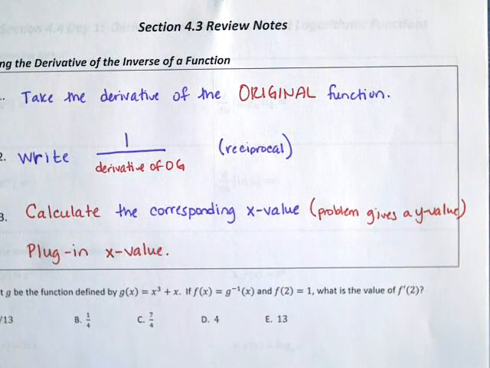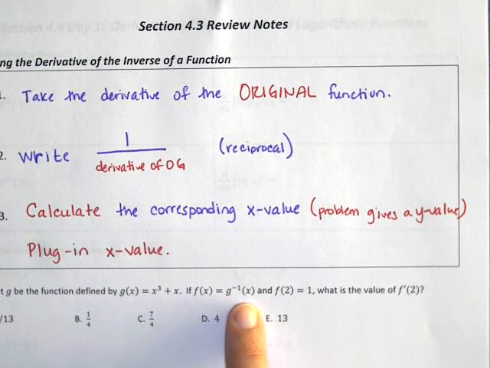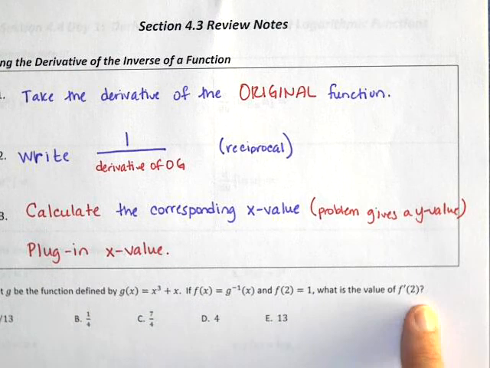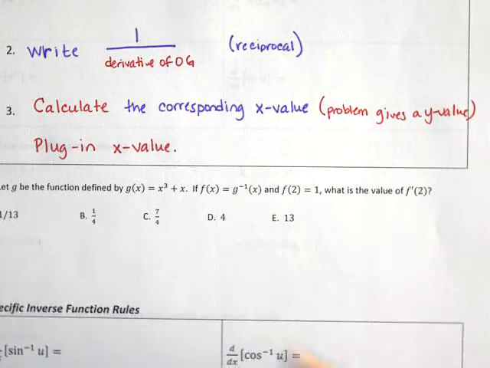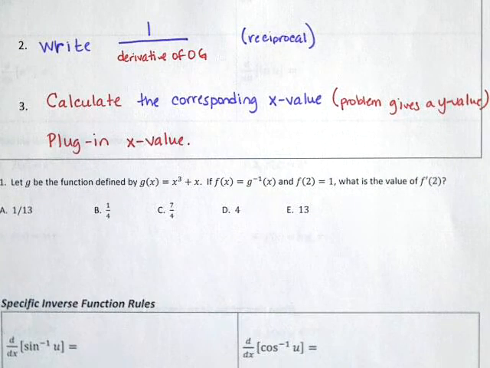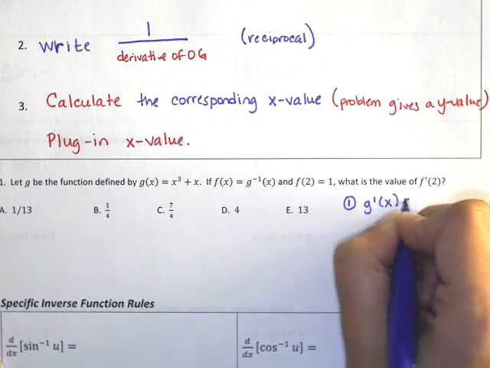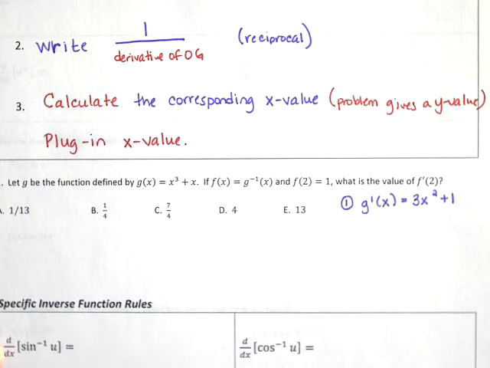So let's go through one example. Let's let g be this function. If f of x is the inverse and f of 2 is 1, then what is the value of the derivative at 2? Well, f is the inverse of g. So the first thing we're going to need to do here is find the original function's derivative, which in this problem would be 3x squared plus 1.